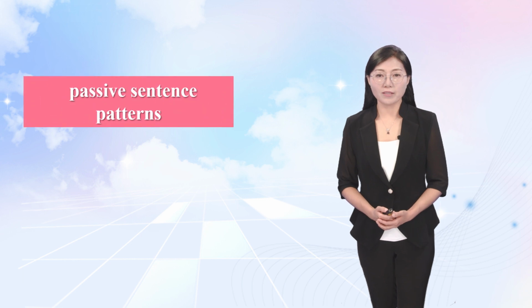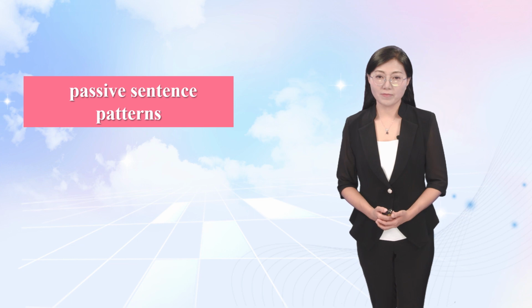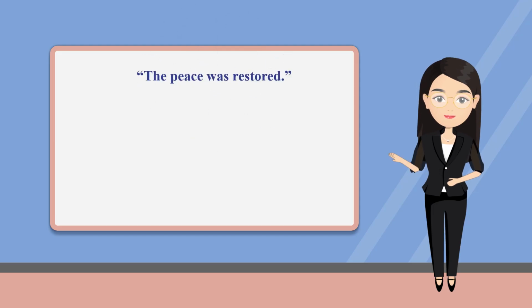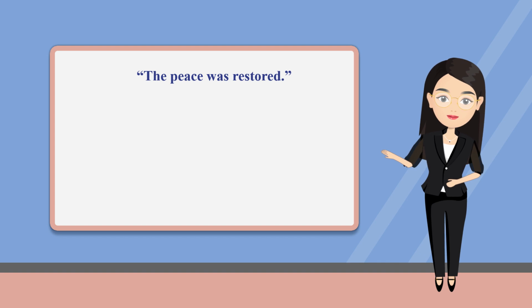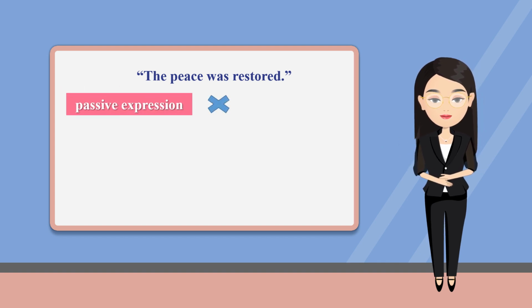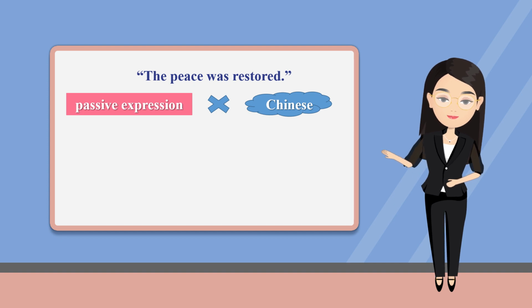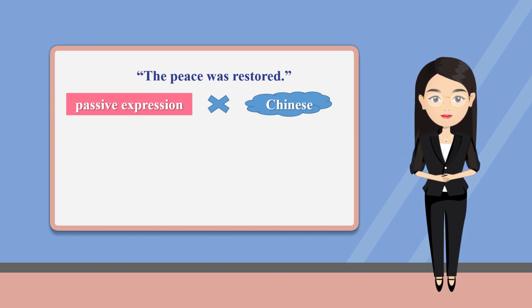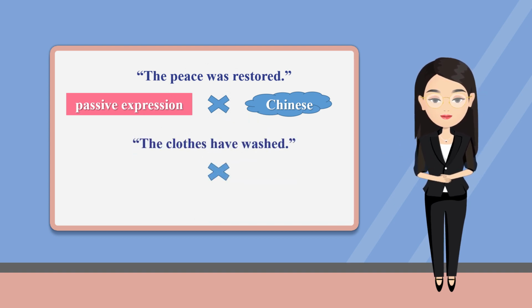Grammatical and syntactical mistakes are also frequently seen in the translation of passive sentence patterns. Take this sentence as an example. The peace was restored. Can we translate it as 安静被恢复了? The passive expression certainly is not accepted in Chinese. In the same vein, the Chinese sentence 衣服洗了 cannot be directly translated as, the clothes have washed.